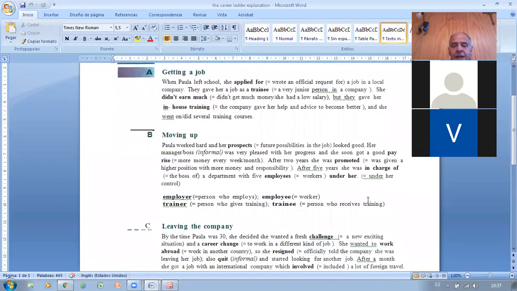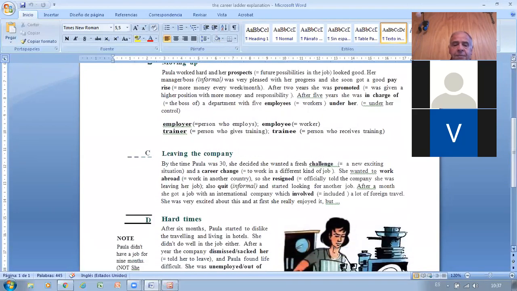And here you have an explanation. Employer is the person who employs. Employee is the worker. Trainer is the person who gives training. The trainee is the person who receives the training. So employee and trainee are the people who receive something. Okay. Now leaving the company. When you want to leave the company or when they want you to leave the company.